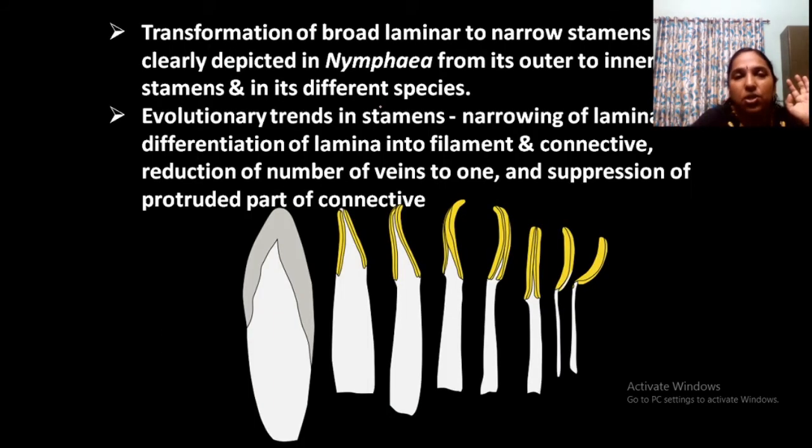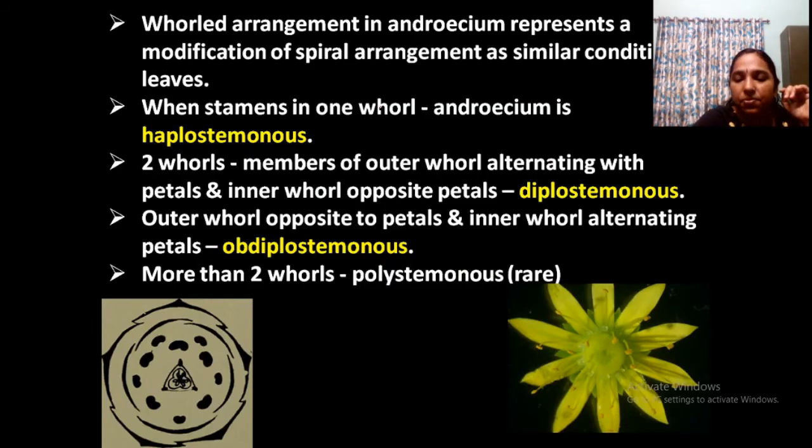So very important to study. So once again, whorled arrangement is a modification. I already told spiral is the first one. When stamen is in one whorl, that is haplostemonous. When stamen is in two whorls, that is diplostemonous.